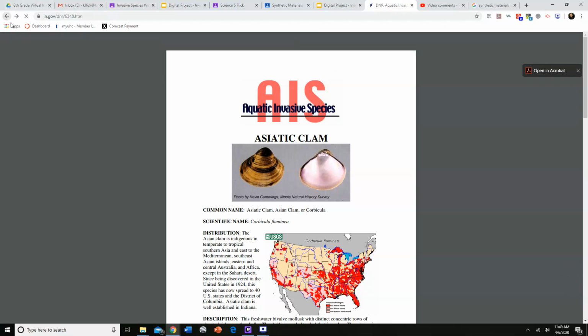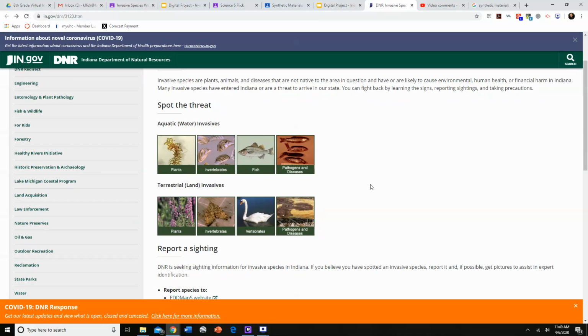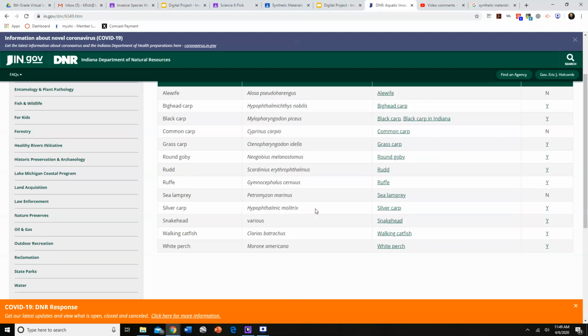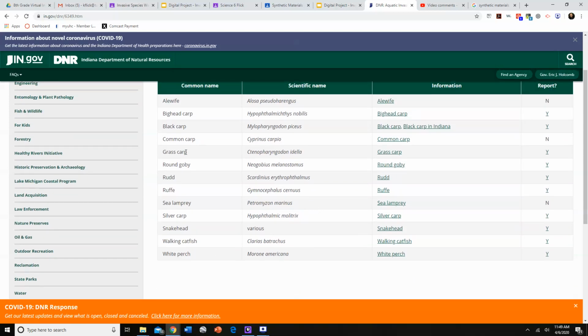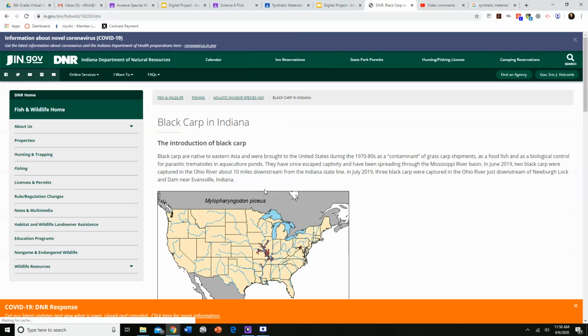So let's just do one more just to get you up to speed here. Let's do a fish. Okay, there's quite a few fish here. Let's look at the bighead carp. There's the scientific name. There's the common name. This one specifically has information of it in Indiana. Let's see what that says.